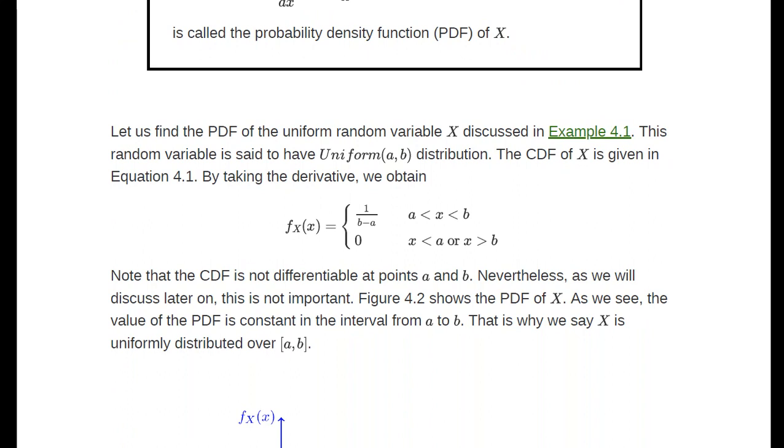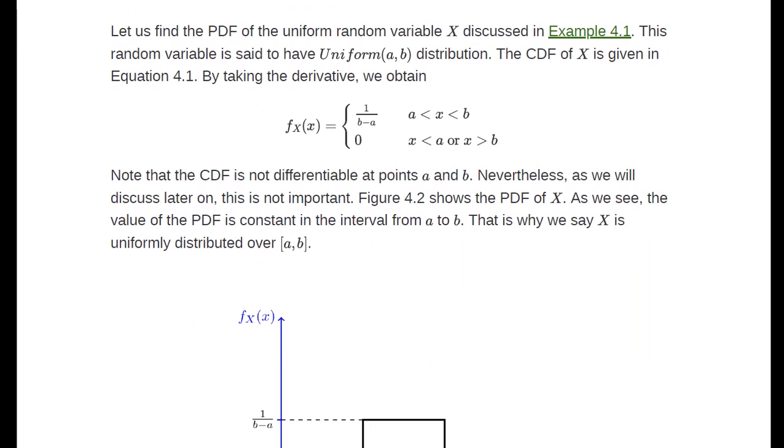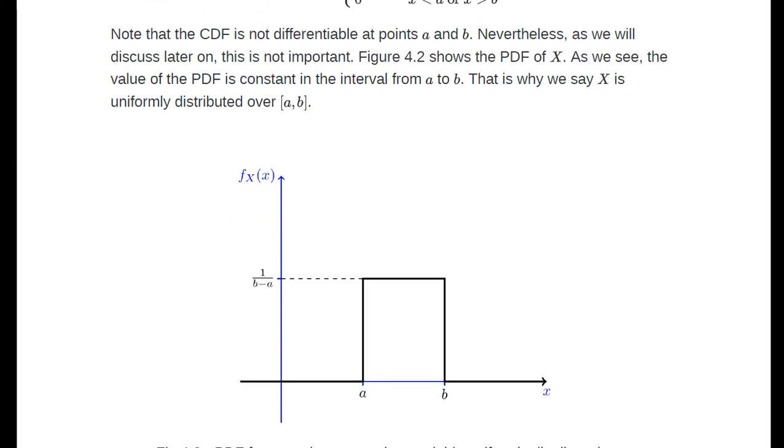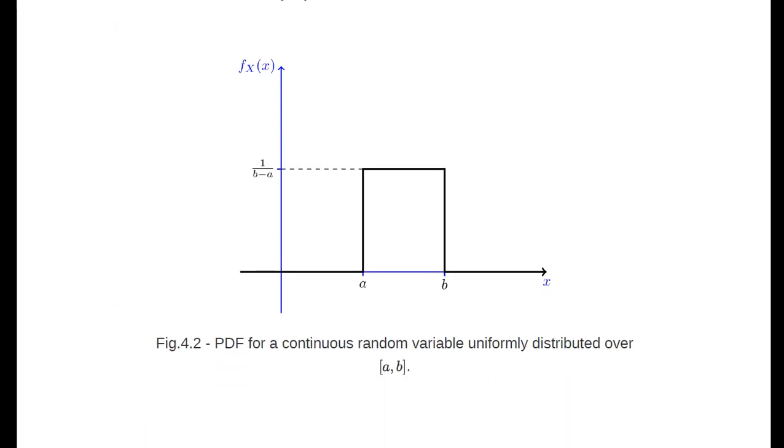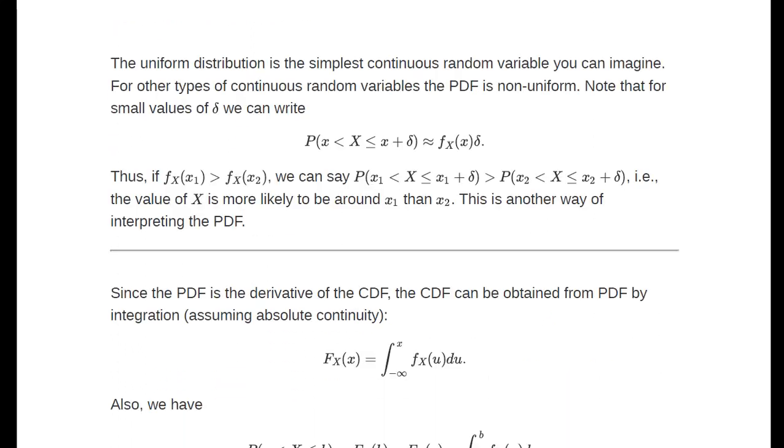Figure 4.2 shows the PDF of X. As we see, the value of the PDF is constant in the interval from a to b. That is why we say X is uniformly distributed over the interval [a, b]. The uniform distribution is the simplest continuous random variable you can imagine. For other types of continuous random variables, the PDF is non-uniform.